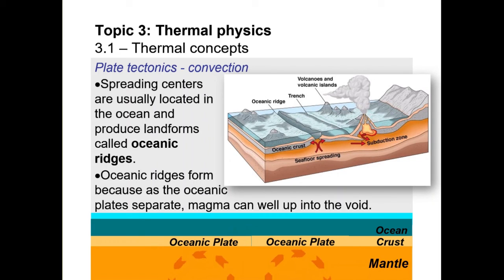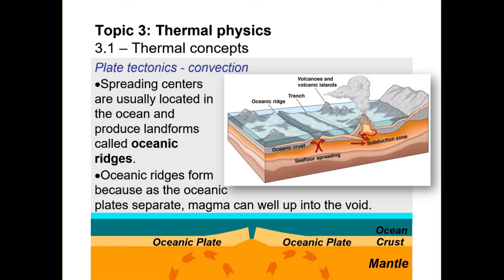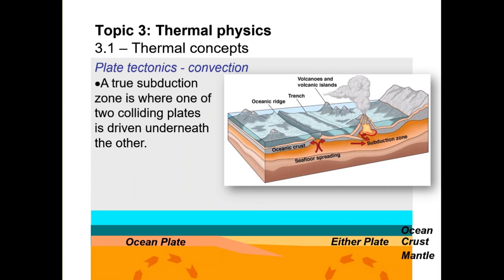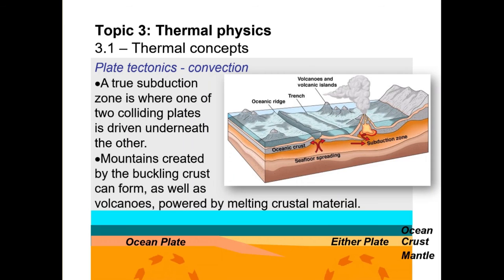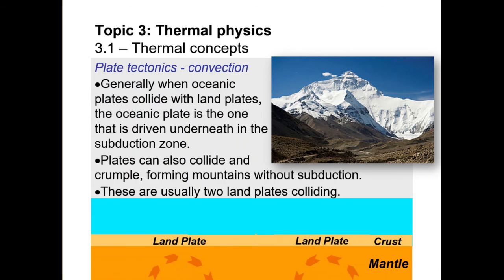Spreading centers are usually located in the ocean and produce a landform called oceanic ridges. Oceanic ridges form because as oceanic plates separate like this, magma can well up into the void. Mountains created by the buckling crust can form, as well as volcanoes powered by melting crustal material. Two land plates collide, forming mountains.